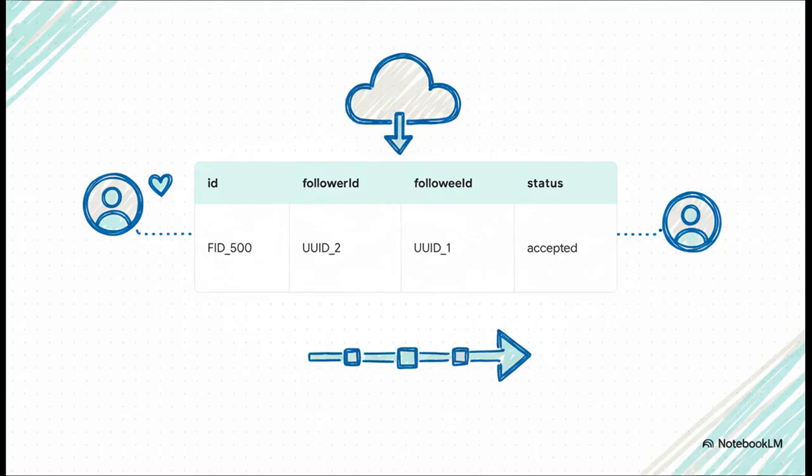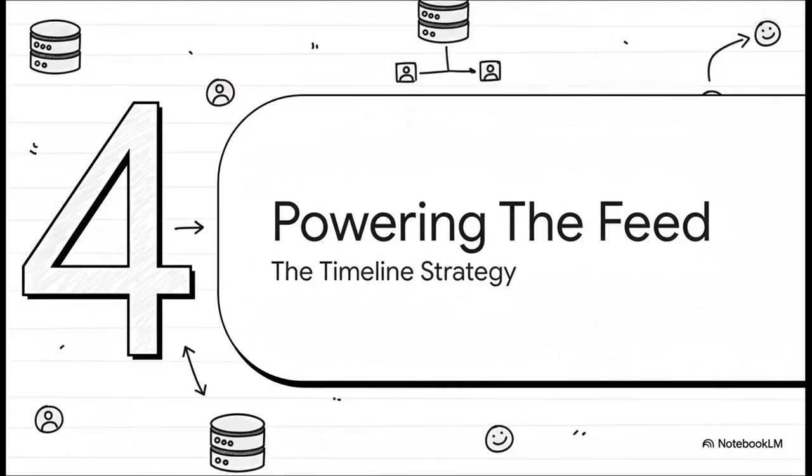The follows table looks almost too simple, but it is so powerful. This one little row tells us that Charles is following Anita. The entire social graph, with its millions and millions of connections, is really just a gigantic collection of these simple two-part links.